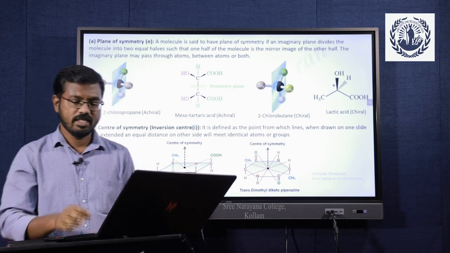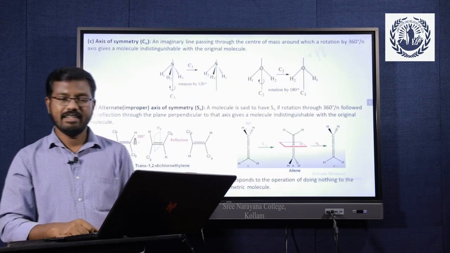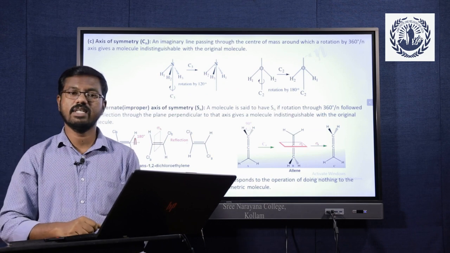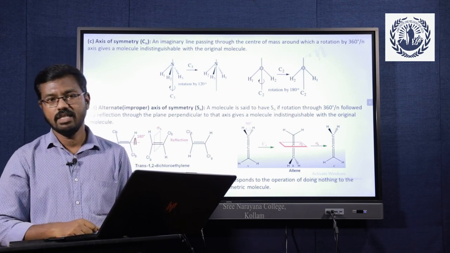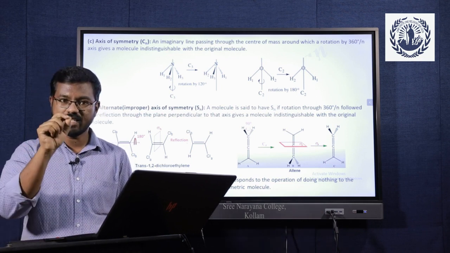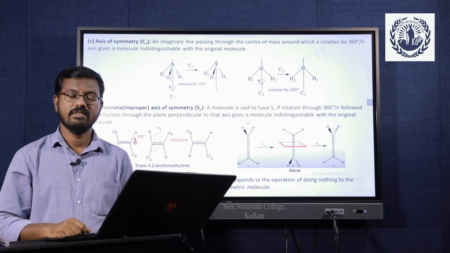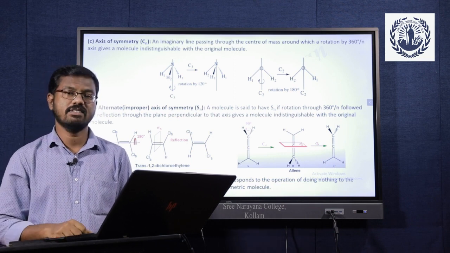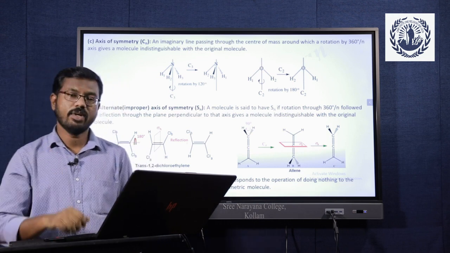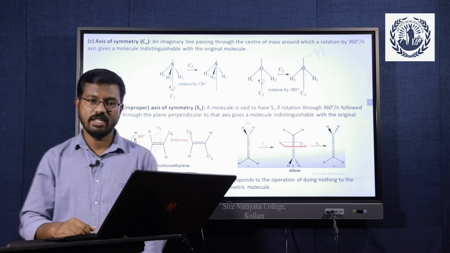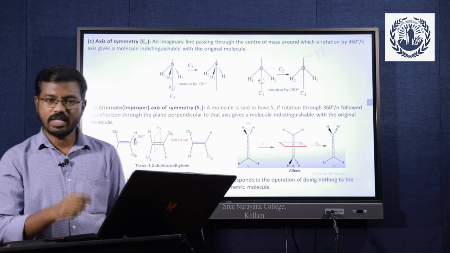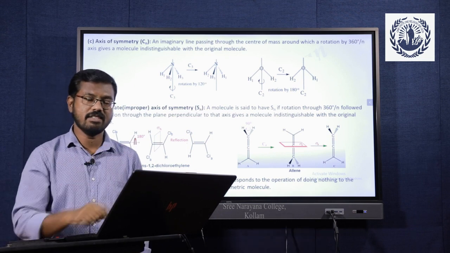Now, the next one is the axis of symmetry. It is an imaginary line passing through the center of mass of the molecule, about which the molecule is rotated by an angle 360 by n. If we get identical or indistinguishable structures, then that particular molecule is said to have an axis of symmetry. For example, I have shown the examples of ammonia and water. In the case of ammonia, that axis is denoted as C3.